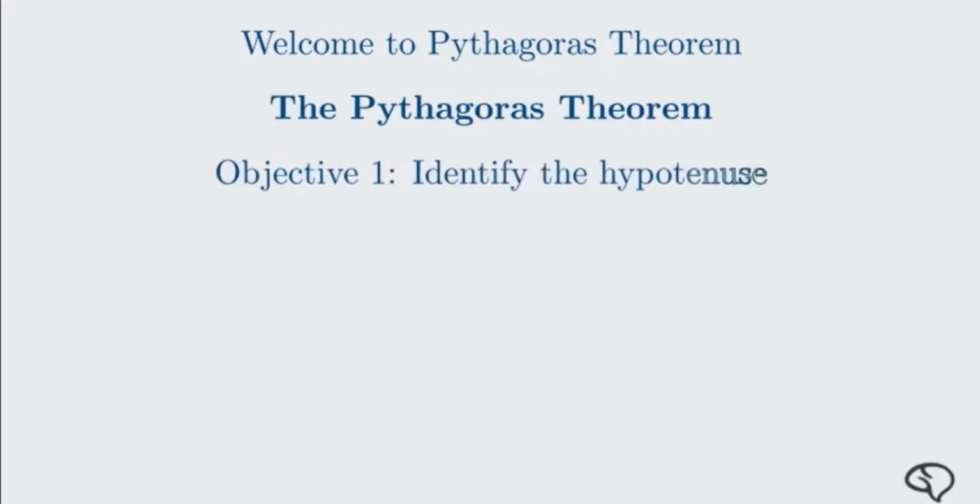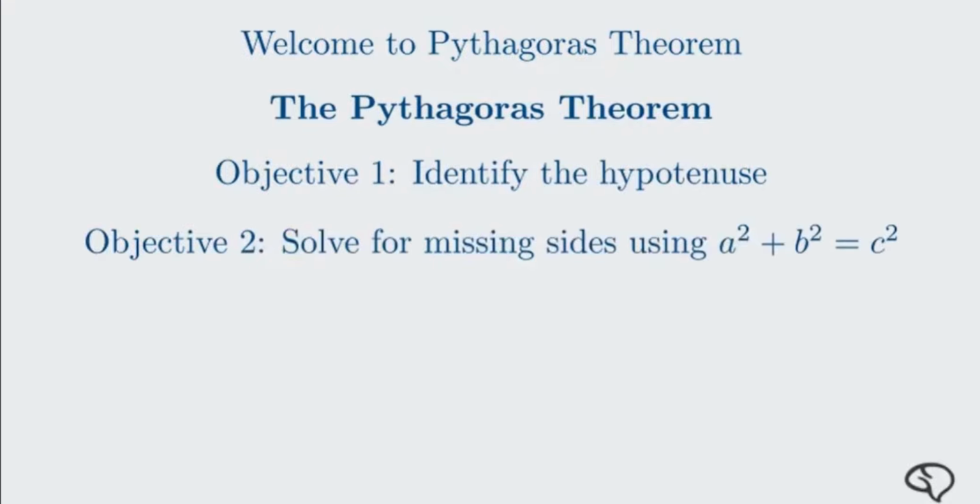Our first objective is to identify the hypotenuse, and our second objective is to solve for missing sides using a squared plus b squared equals c squared. We use this theorem specifically for right-angled triangles. Those are triangles that have one corner shaped like a perfect square, which we call a 90-degree angle.